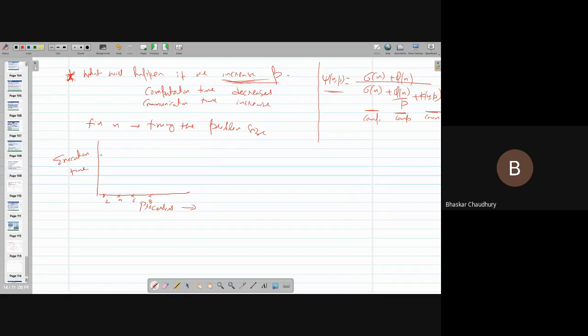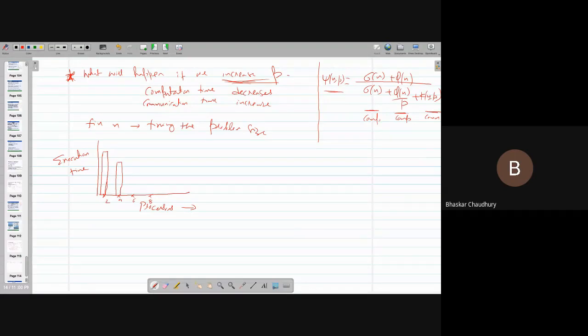Now let me write it down like this. Let me just put the execution time here. So let me say this is the total execution time. Now for 4, what will happen? This should be a smaller bar, or it should be a bigger bar for 4. Smaller bar. This should be a smaller bar. No doubt about that.